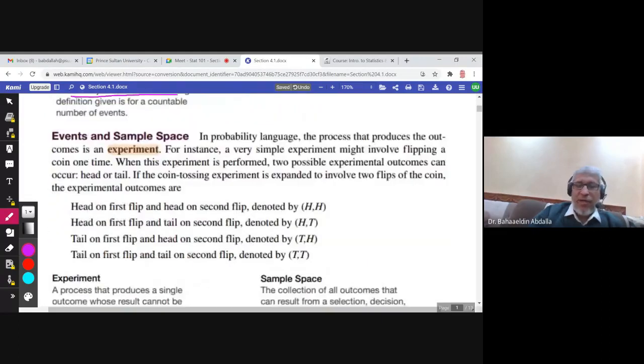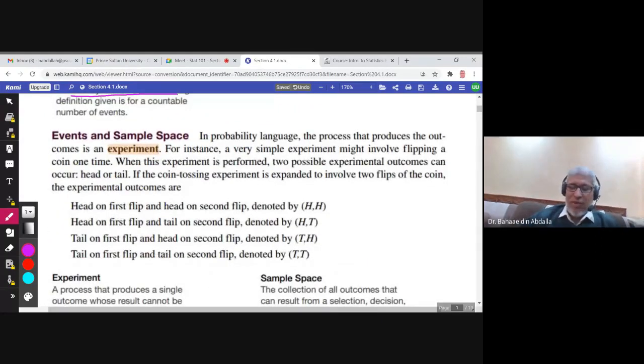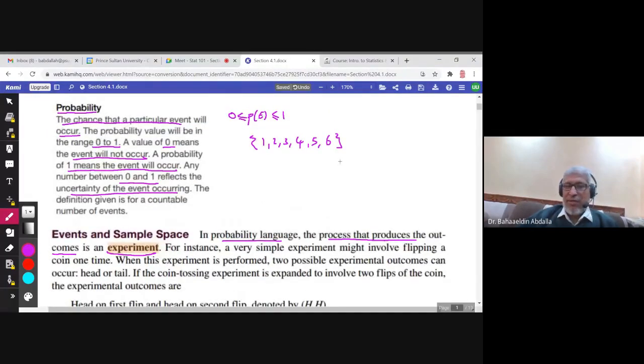After that, we need to define what we mean by the sample space, and then we will define events. So before, we need to talk about what is the meaning of an experiment. In probability language, it is the process that produces the outcomes. So what was the experiment in this example? Rolling a die. That was the experiment. Rolling a die, and notice the upper face, the number of points that appear on the upper face.